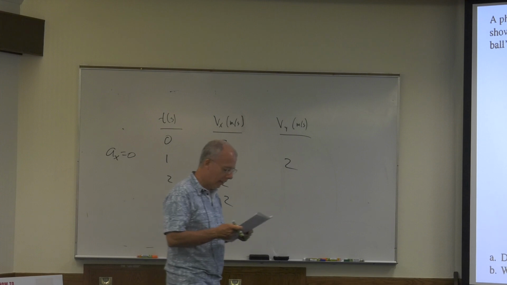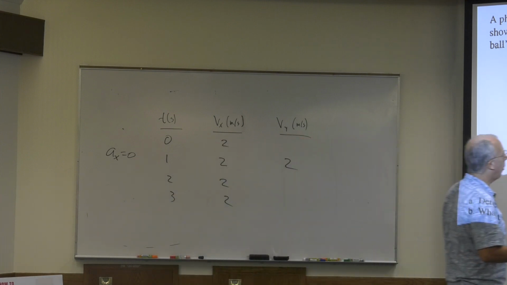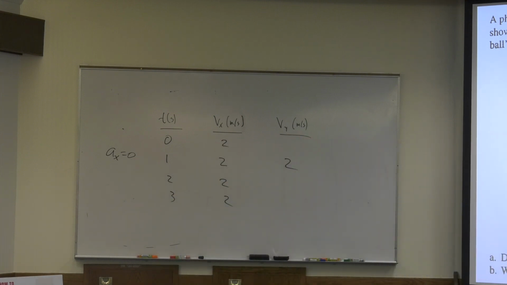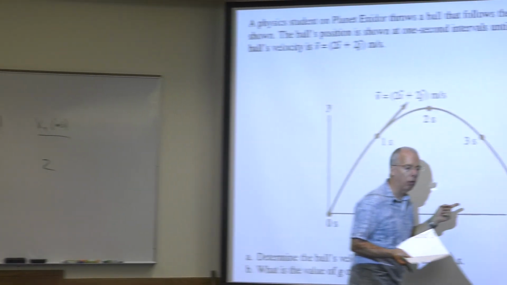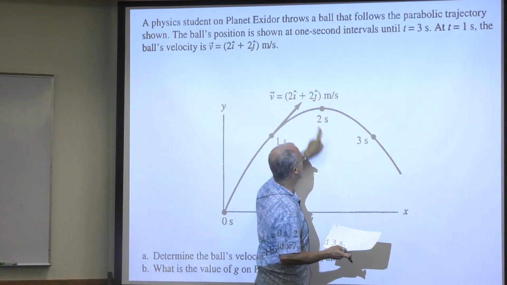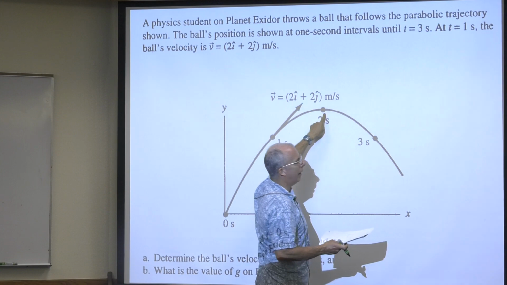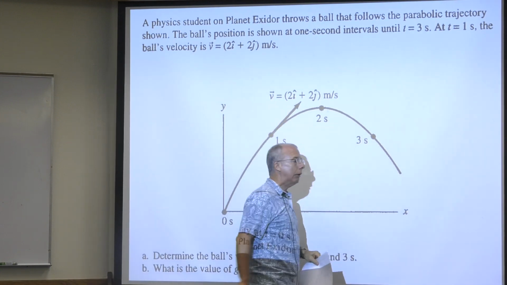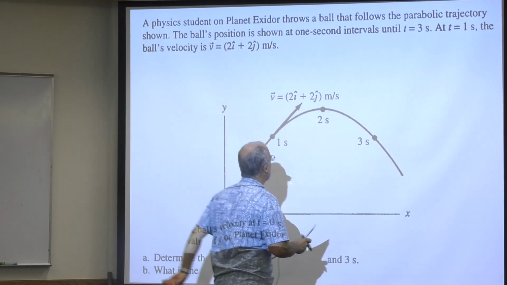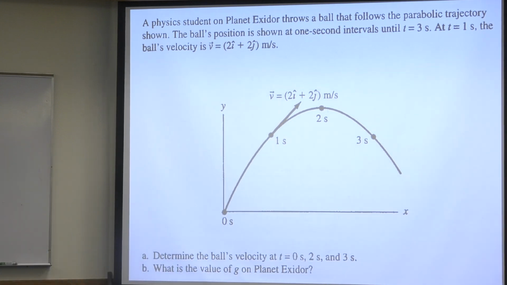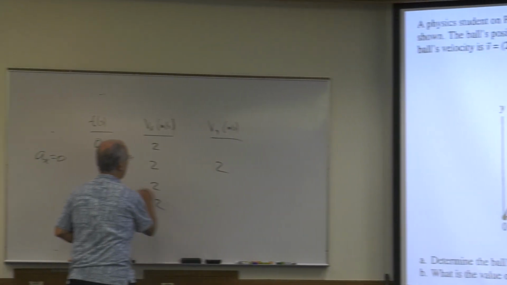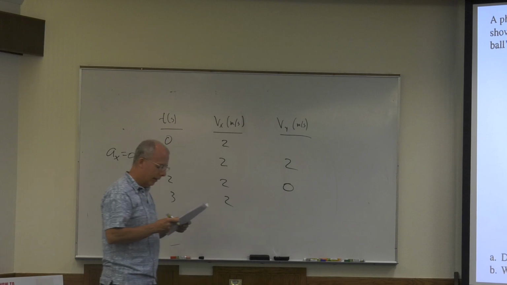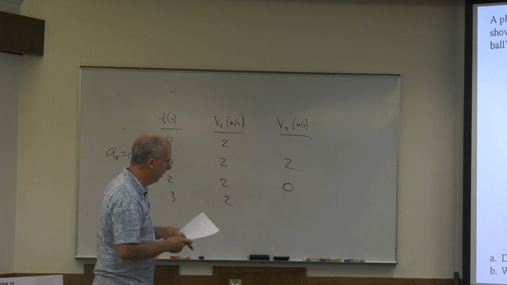Now, let's see. What is the y velocity right here? Well, it's 0, right? I mean, agree? It doesn't go up any higher. And we know that, right? You throw something up, at the top the y velocity is 0. So that means at 2 seconds, the y velocity is 0. Okay, we're basically done, all right?